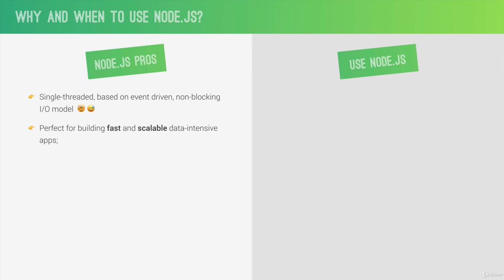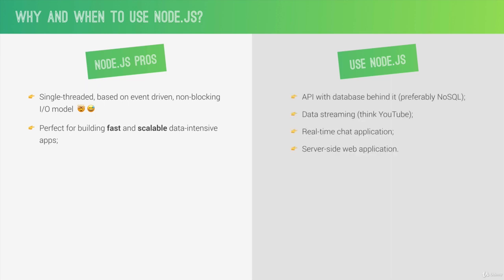And that makes Node.js a perfect fit for building all different kinds of applications, like building an API with a database behind it, and preferably a non-relational NoSQL database like MongoDB. And this is actually exactly what we're going to do later in this course as we dive deeper and deeper into Node.js. But there is of course all sorts of other apps that we can build, like data streaming applications such as YouTube or Netflix, real-time chat apps, or even server-side web applications where the entire content is simply generated right on the server. So as you see, the possibilities really are endless.